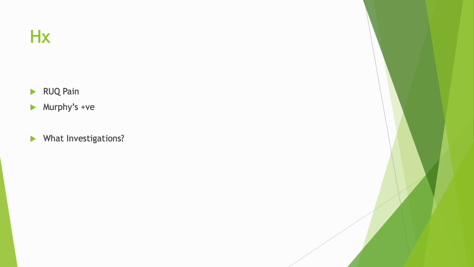Just take a second to think about what investigations you might order for this lady, especially imaging. So the imaging modality of choice in this case would be an ultrasound of the gallbladder. It's mostly preferred as it's non-invasive and about 95% accurate in detecting gallstones. It can also detect pericolic fluid and a thickened gallbladder wall, which can be identified in acute cholecystitis.